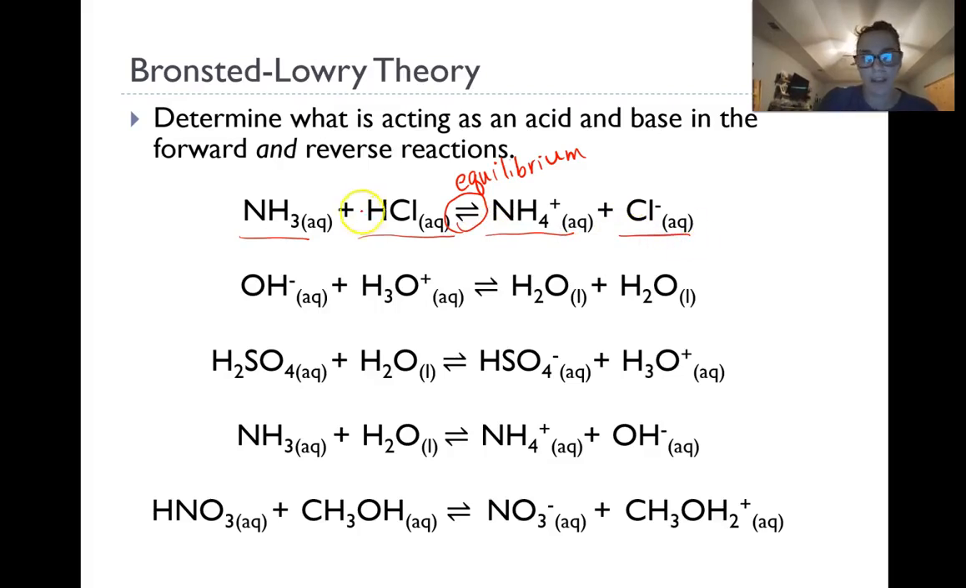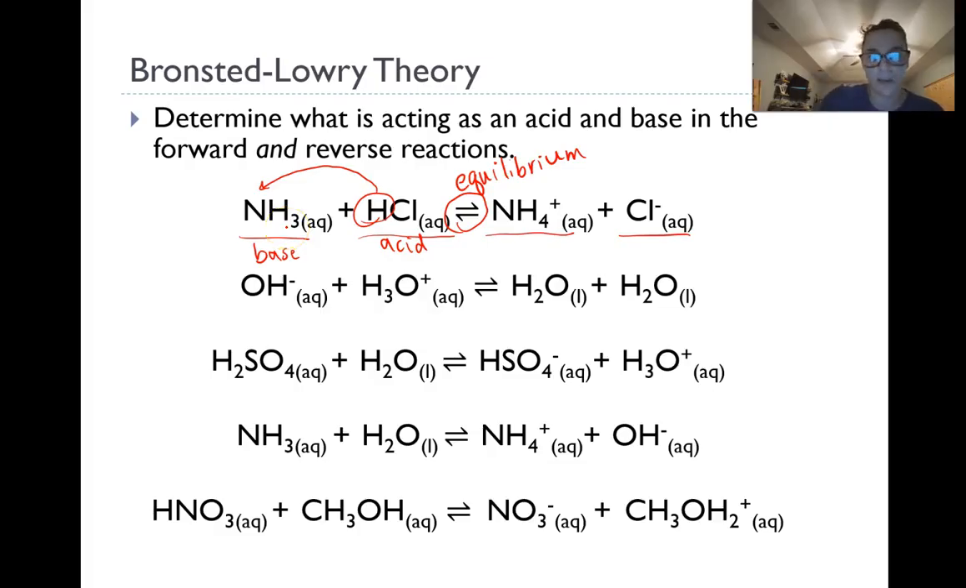So what is really happening? This hydrogen here on the hydrochloric acid is giving its proton to the ammonia. So this is acting as the acid. Then the ammonia is acting as a base. Some of you might know that ammonia is a base, and the reason it's a base is because it accepts the protons from the hydrochloric acid. So in this case, the ammonia is the base, and hydrochloric acid is the acid.